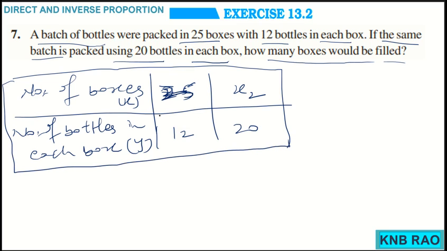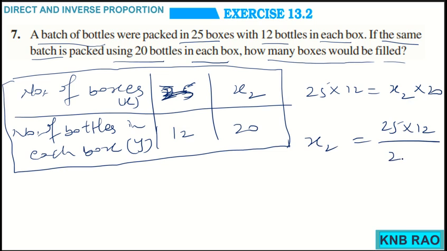Now the product remains same, 25 into 12 equals x2 into 20. So x2 equals 25 into 12 upon 20. On cancellation, 5 5s are 25, 5 4s are 20, 4 3s are 12, so 15 boxes are enough to fill all the bottles, having 20 bottles in each box. You write the conclusion. Okay.